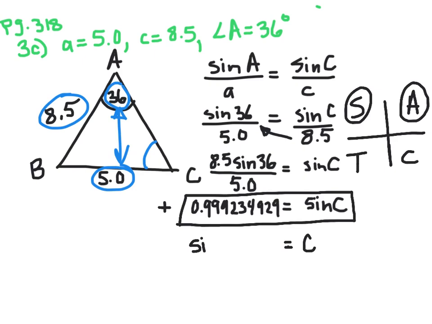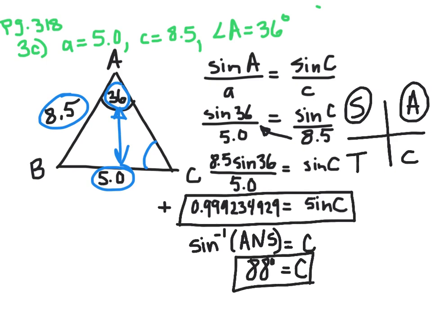So when I go to figure out C, obviously the first answer that I'm going to get here on my calculator will be the acute answer. So I'm going to do sine inverse of that 0.9923, and so forth. And when I round that properly to the nearest degree, I get that C is 88 degrees. So that is my first answer. That would be the answer in the first quadrant.